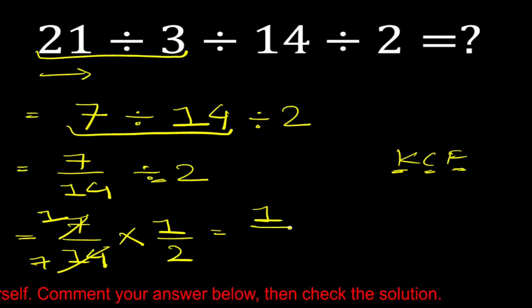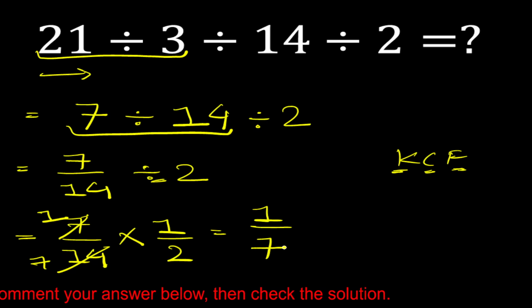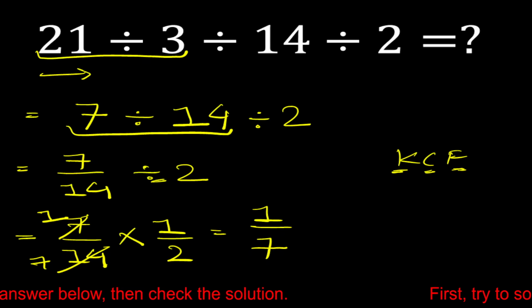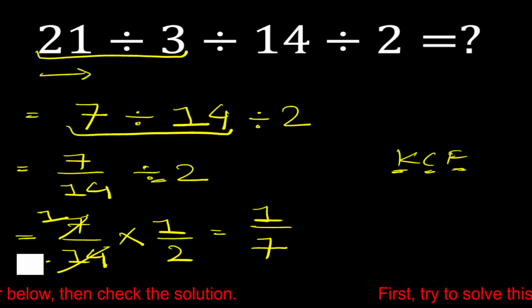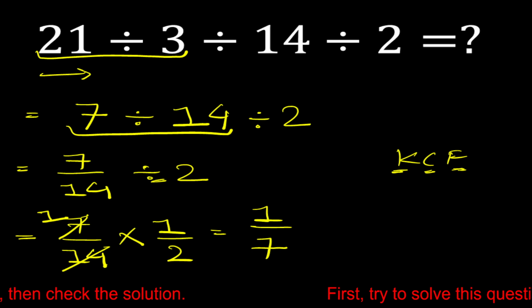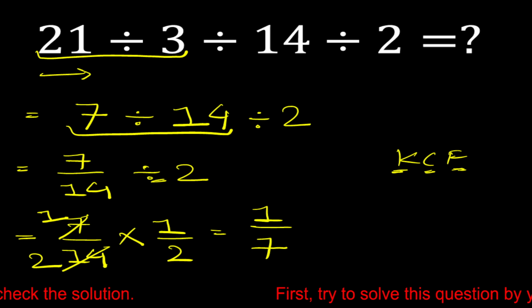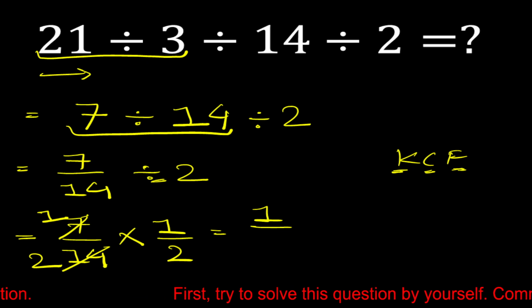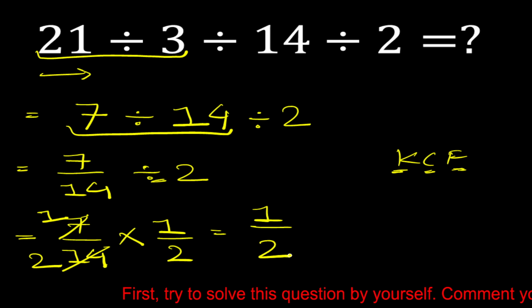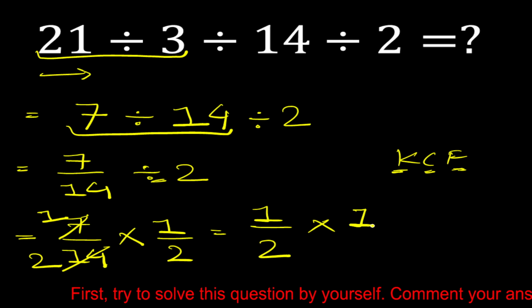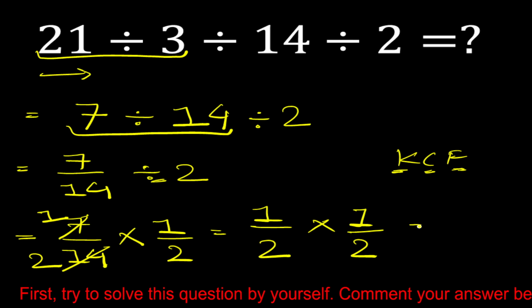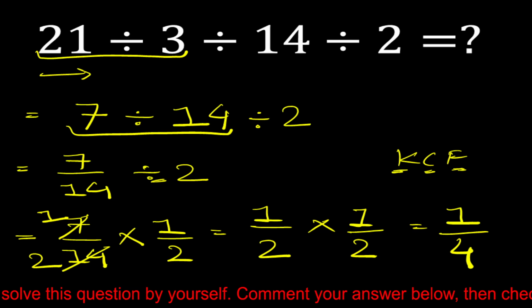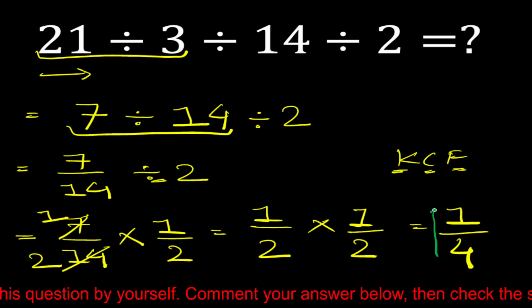So 7 by 14 is equal to 1 by 2. So here also, 1 by 2 multiply 1 by 2 is equal to 1 by 4. So the correct answer is 1 by 4.